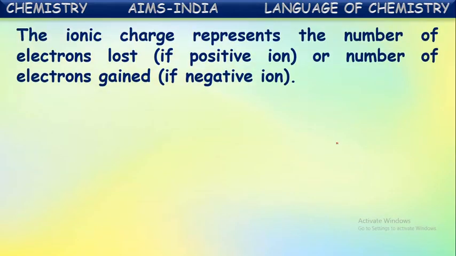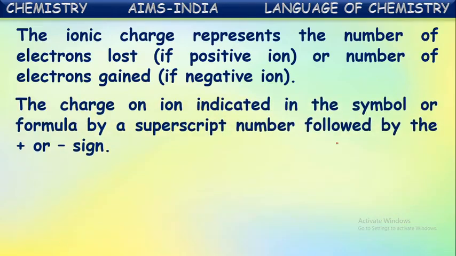The ionic charge represents the number of electrons lost or the number of electrons gained. Yes, the charge present on the ion represents the number of electrons either gained or lost by an element. For example, if it has a positive charge, then the total positive charge present on the atom represents the total number of electrons lost by it. If it has a negative charge, then the total negative charge represents the total number of electrons gained by that atom in the formation of that ion.